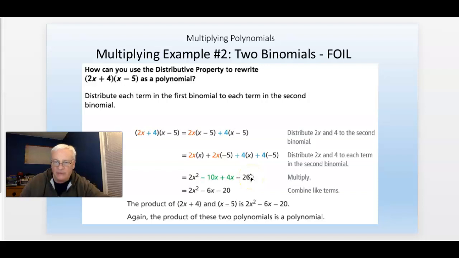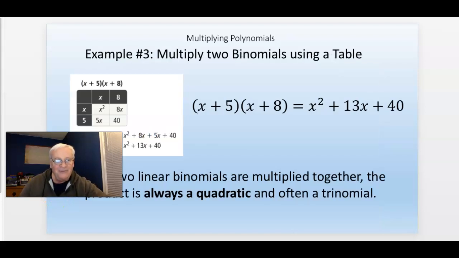However, very often, you guys, a couple of those terms are like terms and they can be combined together. Right? Which is what happens here. Again, two linear binomials multiplied together, you end up with a quadratic trinomial often. Not always, but often. And again, the product of two polynomials is always another polynomial. That's the same if you add or subtract them. Right? It's called closure. You need to know that. All right? For one of the assessments.